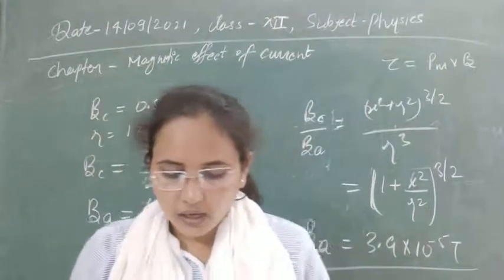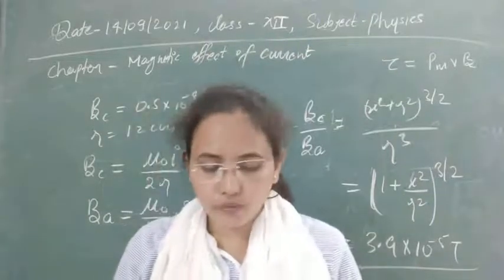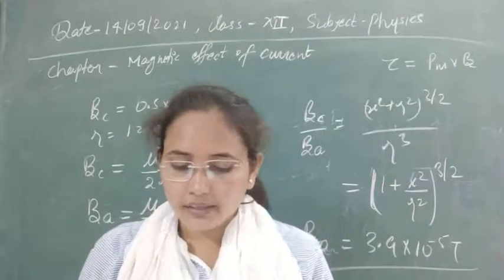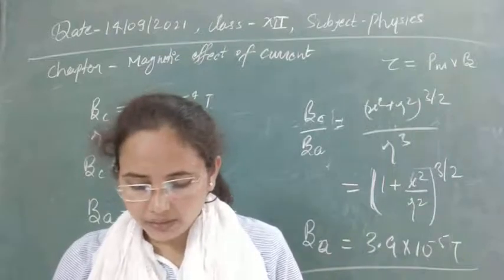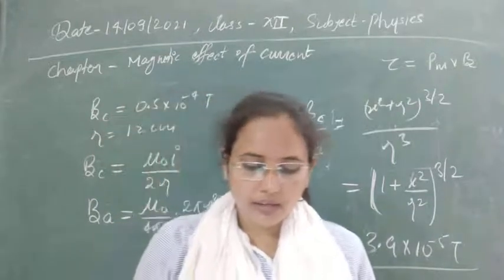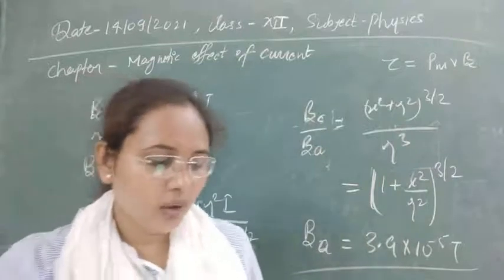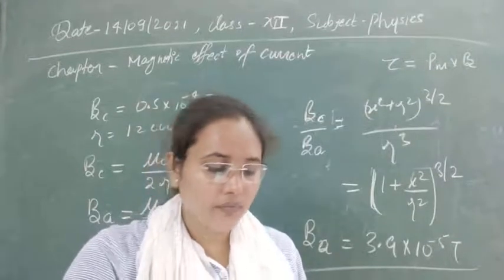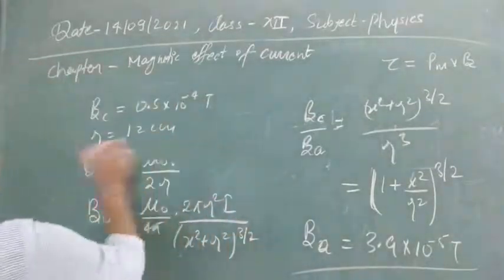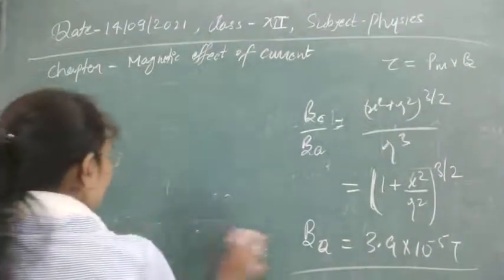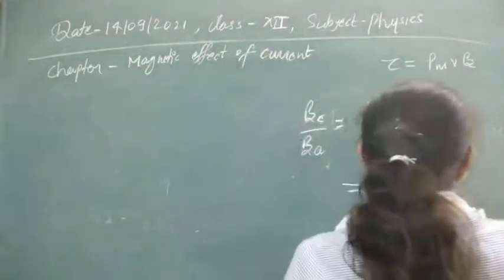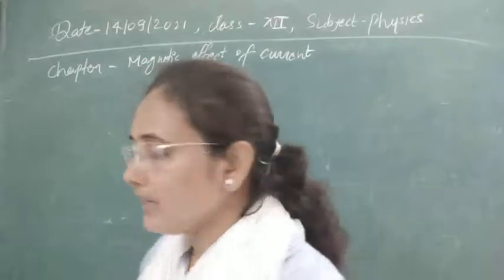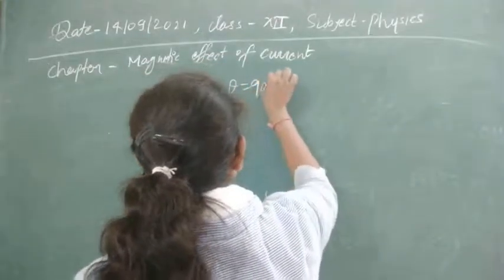Now the next question: a positively charged particle moving due east enters a region of uniform magnetic field directed vertically upward. So the particle will... in this question it is given that a positively charged particle moving due east enters the region of uniform magnetic field in the vertically upward direction. So it means that the particle is entering at an angle theta equal to 90 degrees to the magnetic field.